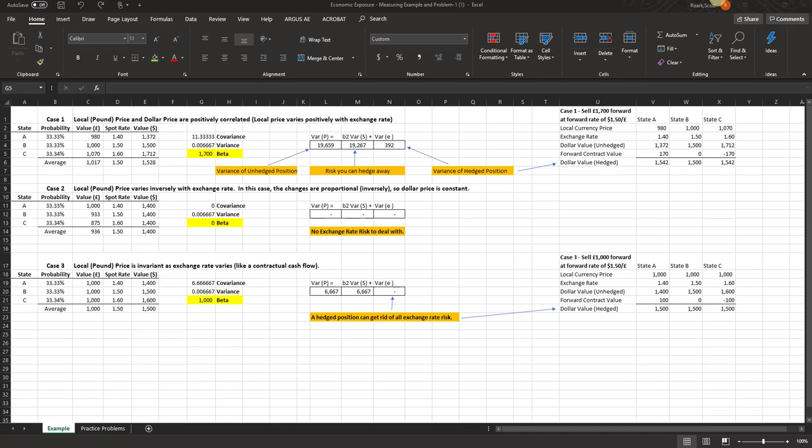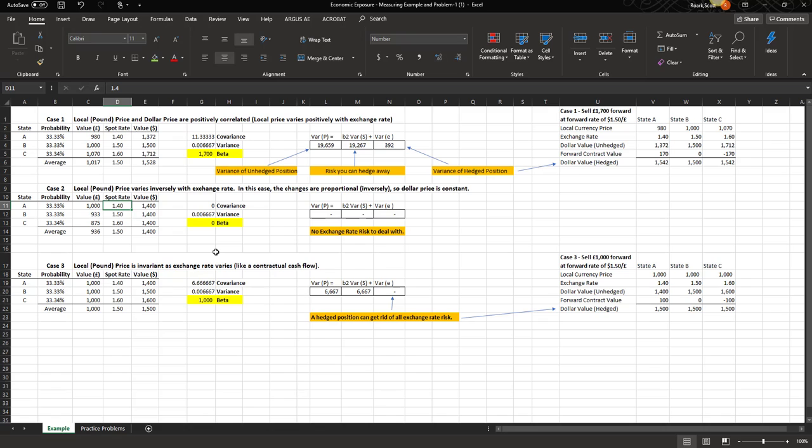Okay, we're going to wrap up the measuring economic exposure videos with looking at these next two cases. The second case is a kind of strange case because of the nature of the exchange rate and how it relates to the value of the asset in local currency. So in this case, we have the local price or the local value of the asset varying inversely with the exchange rate.